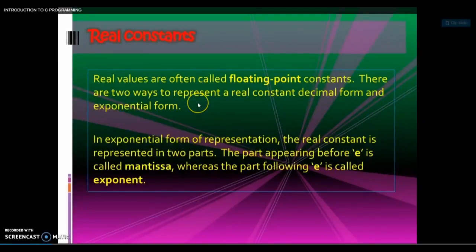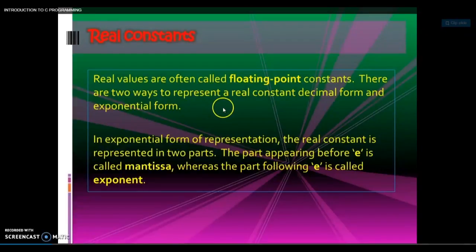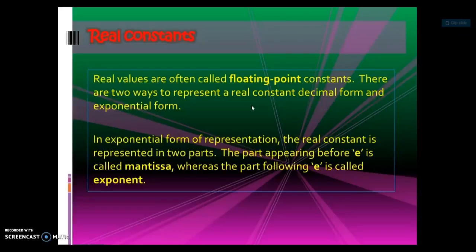Real constants. Real values are often called floating point constants. There are two ways to represent a real constant: decimal form and exponential form. In exponential form of representation, the real constant is represented in two parts. The part appearing before e is called mantissa, whereas the part following is called exponent.